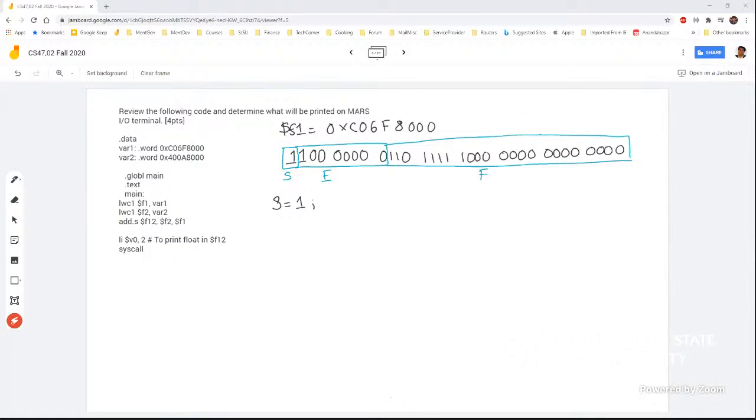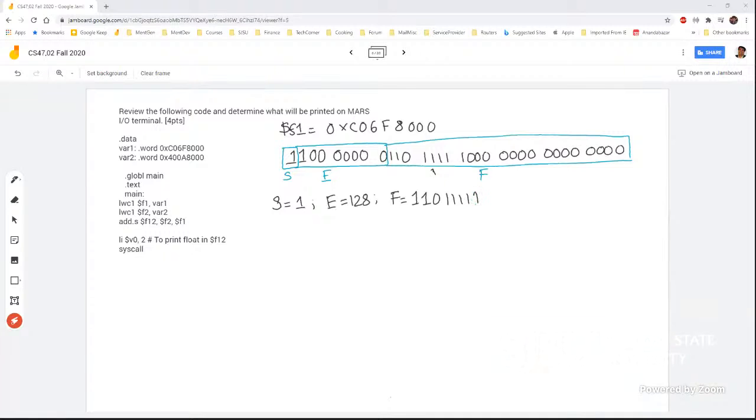and E equals, this is 8 bits, right? So 2 to the power 1, 2, 4, 8, 16, 32, 64, 128. So my E is 128 and my fraction part is whatever that is, right? Or I can actually discard these zeros here. And let me write it down. 1, 1, 0, 1, 1, 1, 1, 1. Right? That's my fractional part.